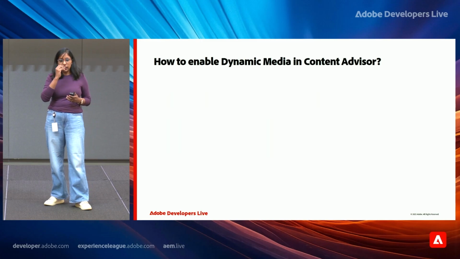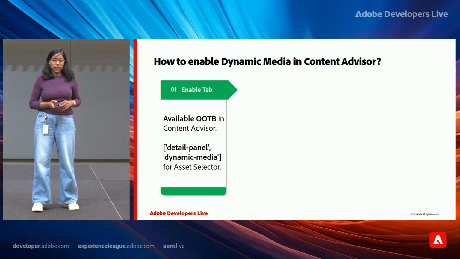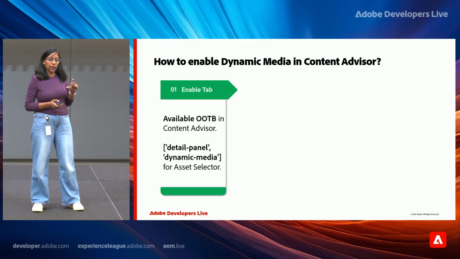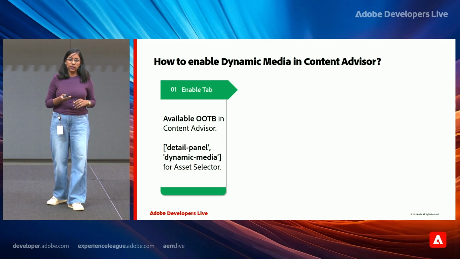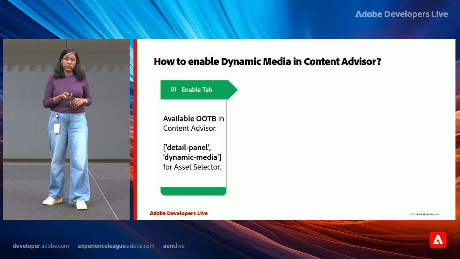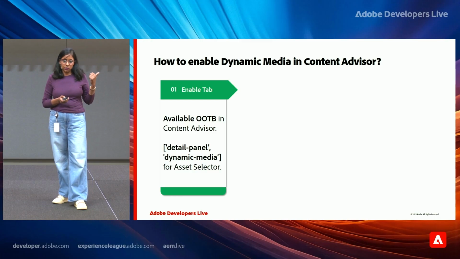Moving on to how you can enable dynamic media in Content Advisor, it's a 3-step process. The first is to enable the tab. By default, this is available in the advisor. If you are on Asset Selector, you can pass in these to the detail panel and dynamic media props within the feature set, which Matt just showed.